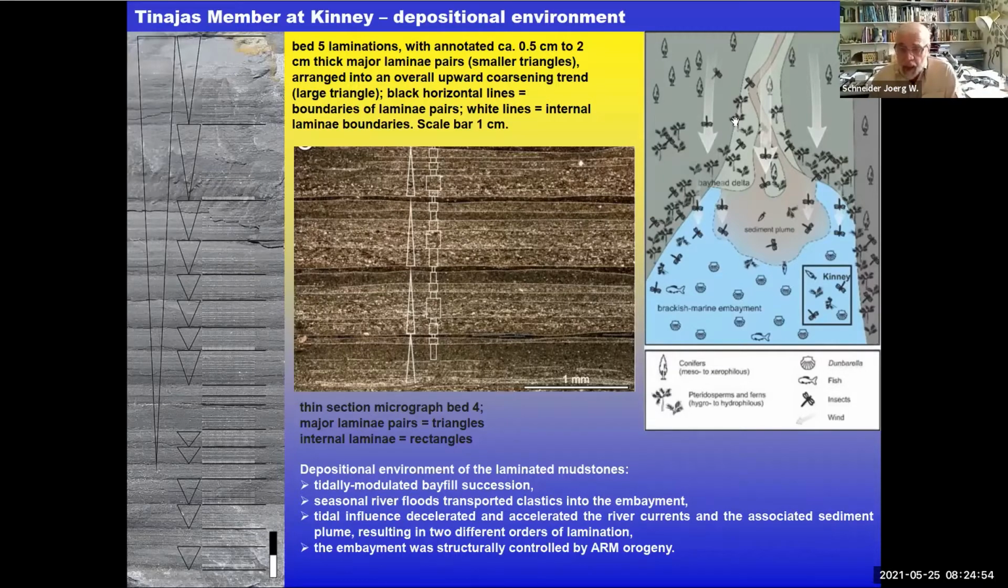The depositional environment of these laminated mudstones is now interpreted as a tidally modulated delta-fill succession. Seasonal river floods transported the clastics into these environments, and the tidal influence decelerated and accelerated the river currents and the associated sediment plume, as shown in the reconstruction of the depositional environment to the right.